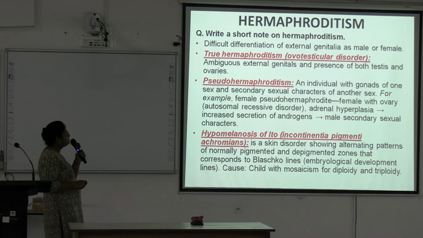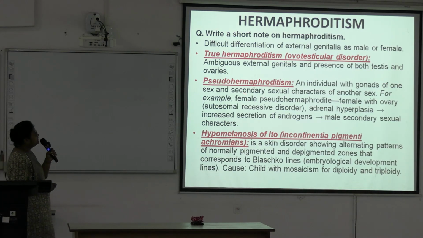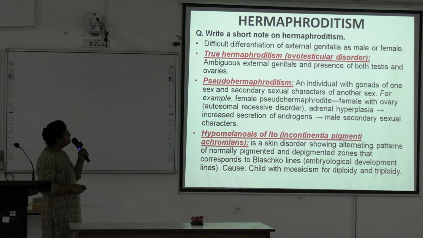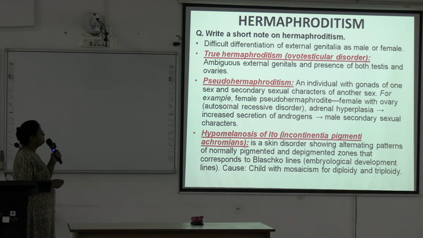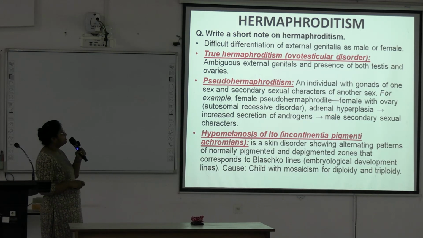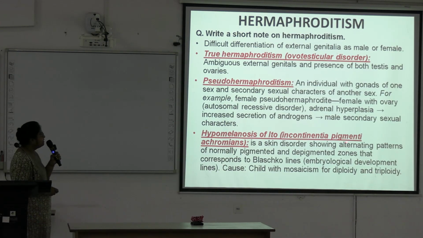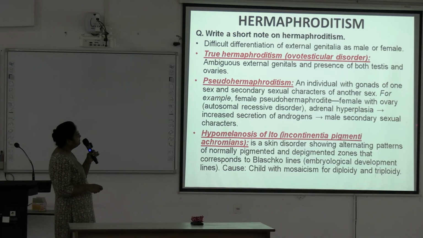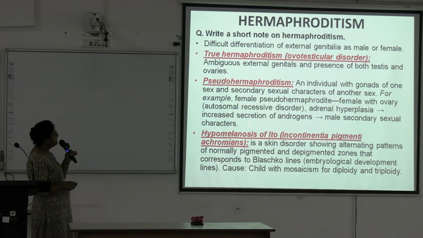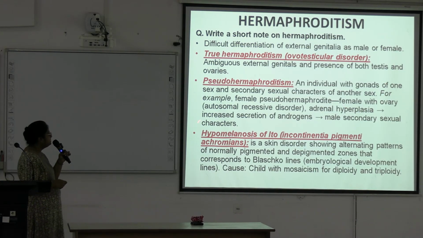Next is pseudo-hermaphroditism, an individual with gonads of one sex and secondary sexual characters of another sex. For example, a female pseudo-hermaphrodite is a female with ovary, with an autosomal recessive disorder, and can have adrenal hyperplasia. It will lead to increased secretion of androgen, and there will be development of male secondary sexual characters, but they have ovaries, so they are genetically female but express as a male child.